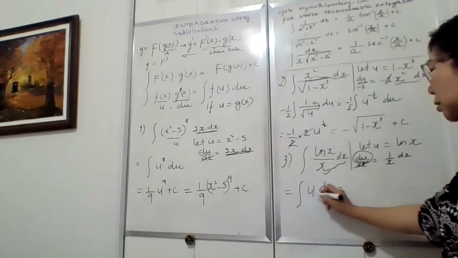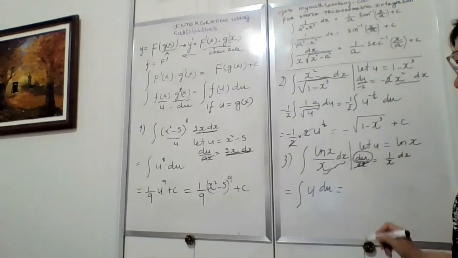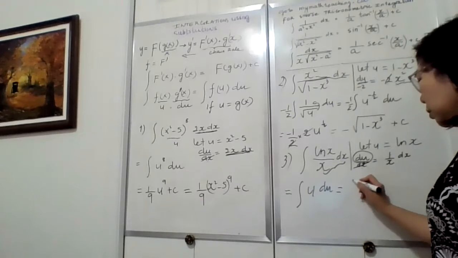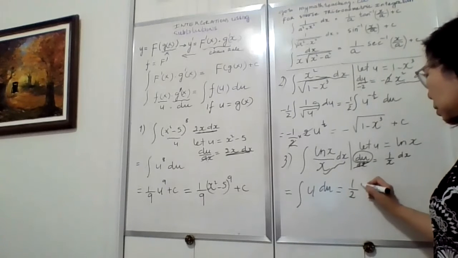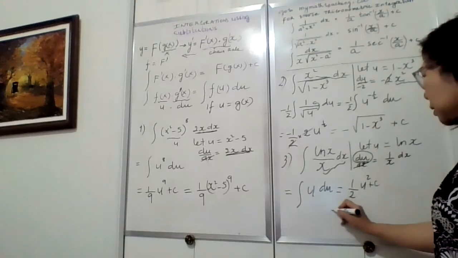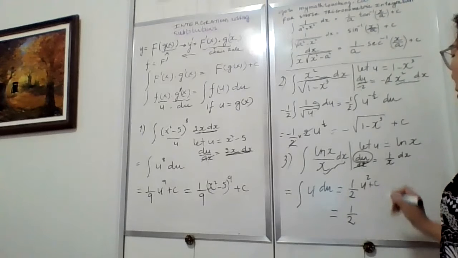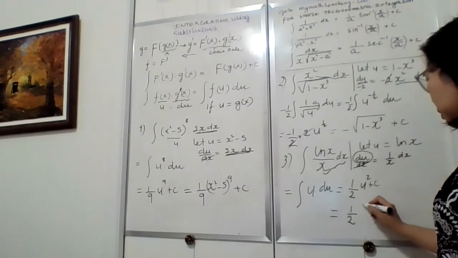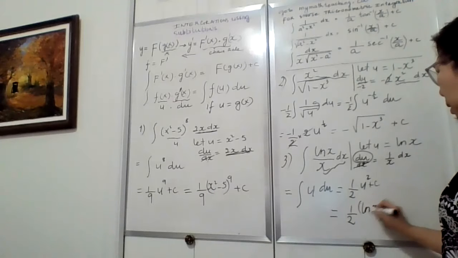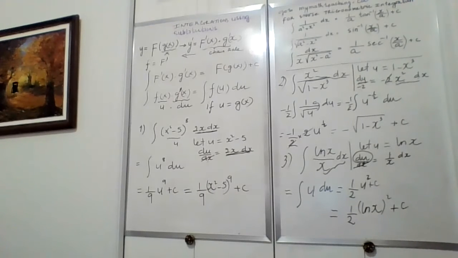So now we just integrate this. Now this is power 1. So when you integrate, you add 1 more power, so it becomes power 2. But you have to divide it by 2, and that is u squared over 2 plus c. Now you can substitute back, just 1/2 and u is ln x, so we say (ln x) squared plus c. And then we're done.